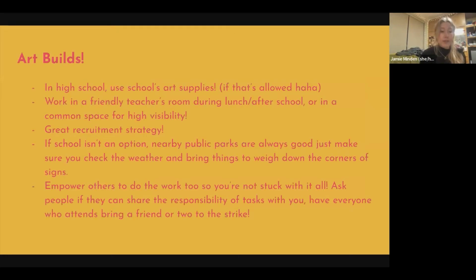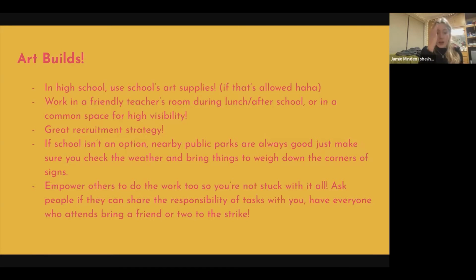So a really great way to not have to do all of the artwork yourself and also get people engaged is to have an art build. In high school, when I was organizing, I'm currently a college student, we used the school's art supplies, so we didn't have to buy them ourselves. It depends on your school and what your rules are, but usually there's a friendly teacher who will let you work in their classroom during lunch or after school.